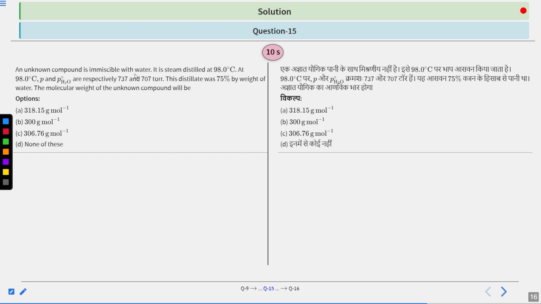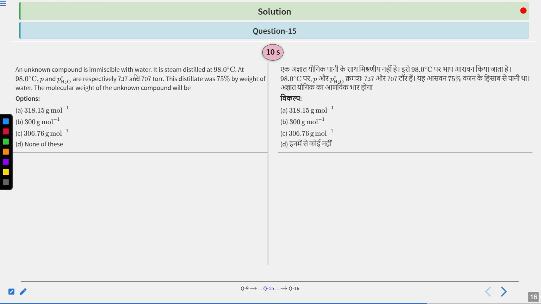Question number 15. An unknown compound is immiscible with water. It is steam distilled at 98 degrees Celsius. At 98 degrees Celsius, P and P0 of H2O are respectively 737 and 707. The distillate was 75% by weight of water. The molecular weight of the unknown compound is: A 318.15 gram per mole, B 300 gram per mole, C 306.76 gram per mole, and D none of these.